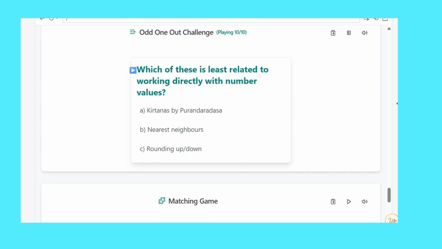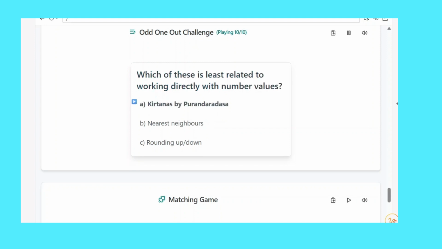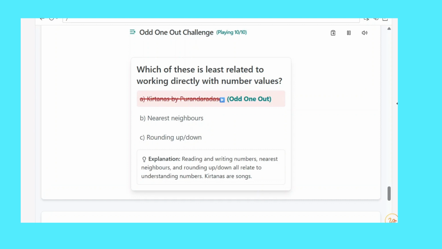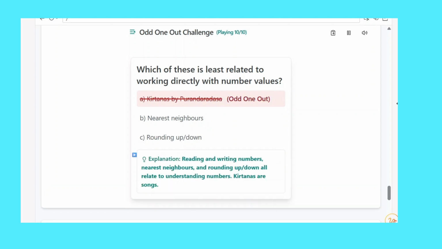Which of these is least related to working directly with number values? Kirtanas by Purandaradasa, nearest neighbors, rounding up, down. The odd one out is Kirtanas by Purandaradasa, because reading and writing numbers.